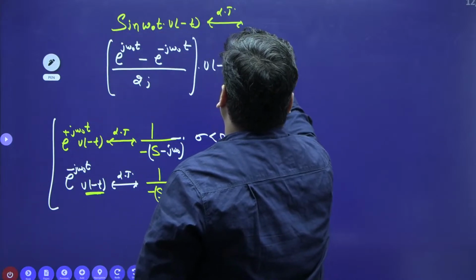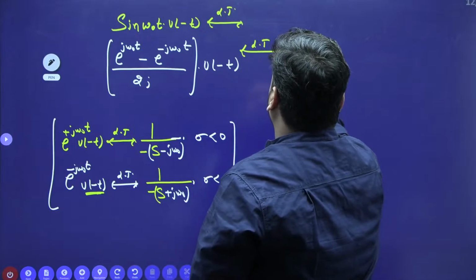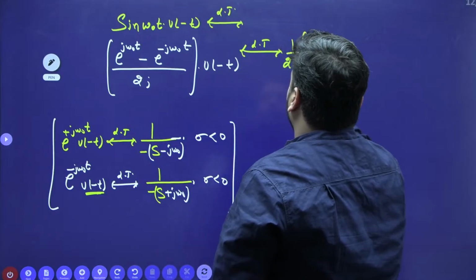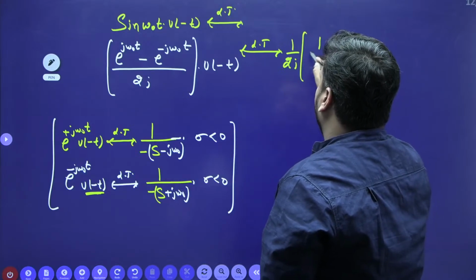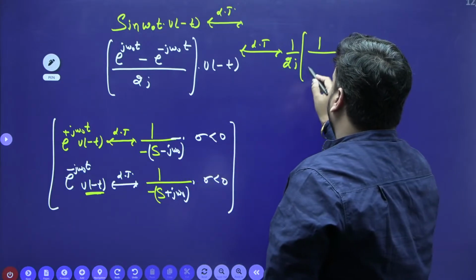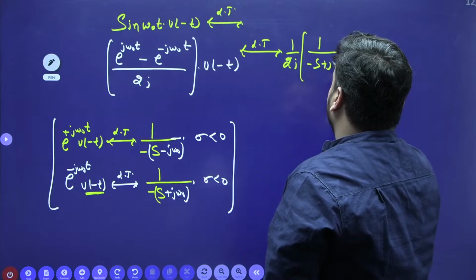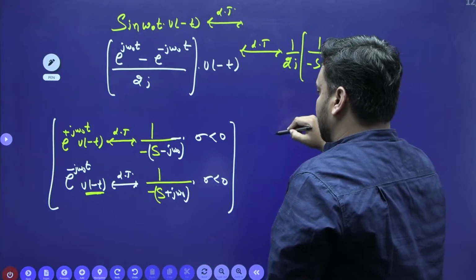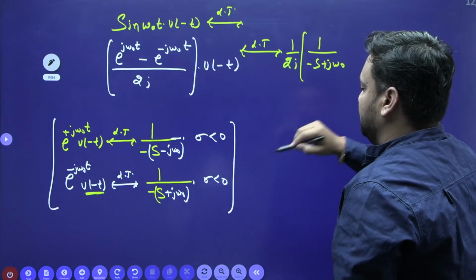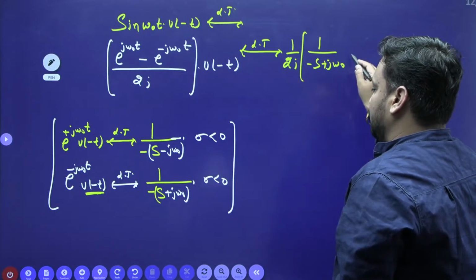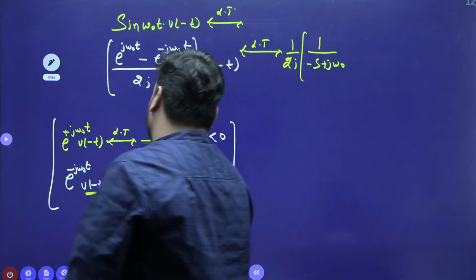Laplace transform. So what will you get? You will get 1 upon 2j outside the bracket, and here for the first term, if I open the bracket now, I will get actually 1 upon minus s plus j omega 0. हाँ या ना? And here what I will get? Here I will get minus, both are minus, so I can take the minus sign outside also. Bolo yes or no, guys?